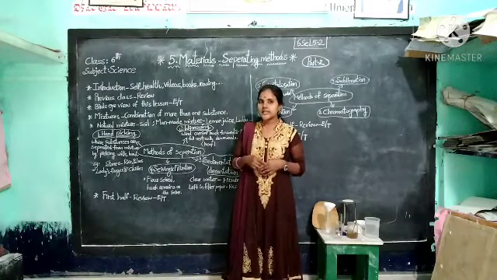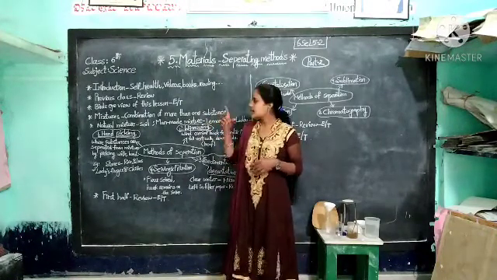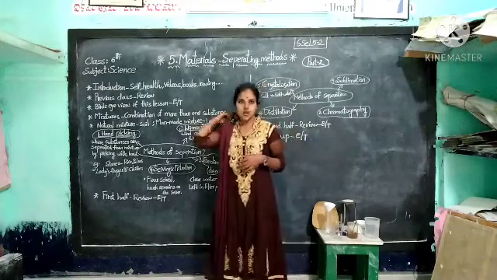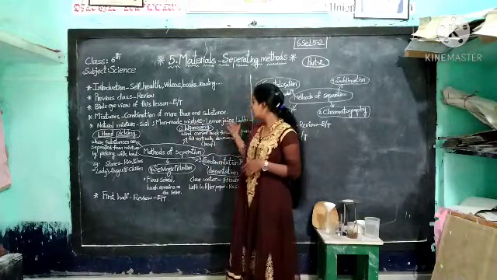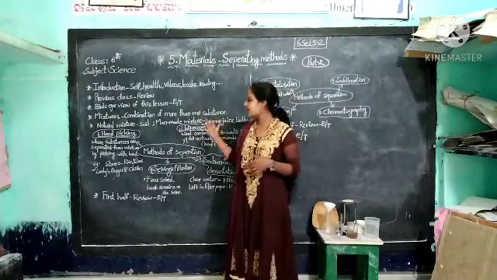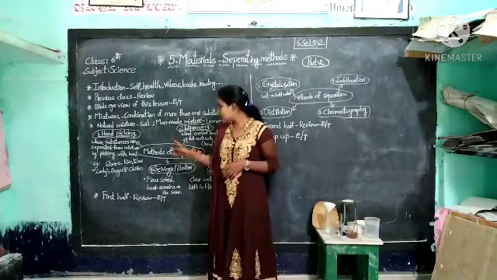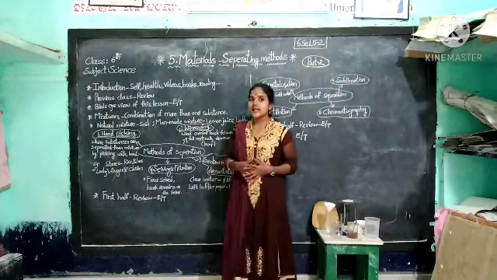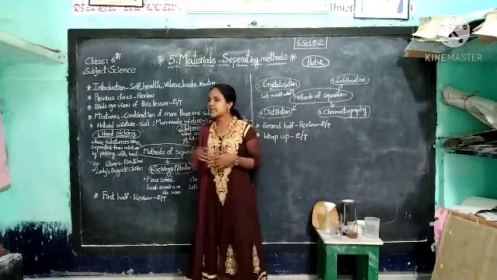Okay children, did you understand about mixtures, natural mixture and man-made mixture? Combination of more than one substance is called a mixture. Soil is a natural mixture. Lemon juice, tea, laddu, these are all man-made mixtures. Okay. Next, we will learn about methods of separation. There are some separating methods. First method is hand picking.